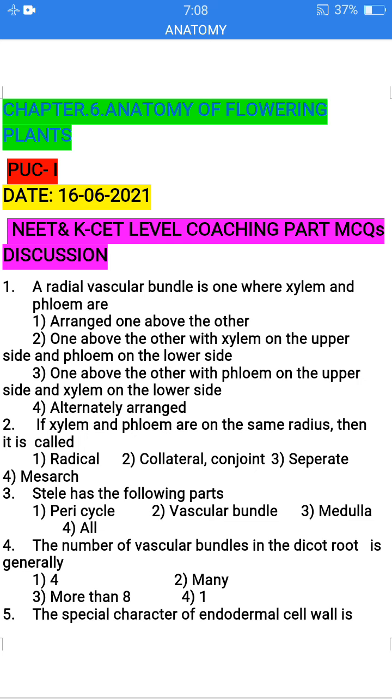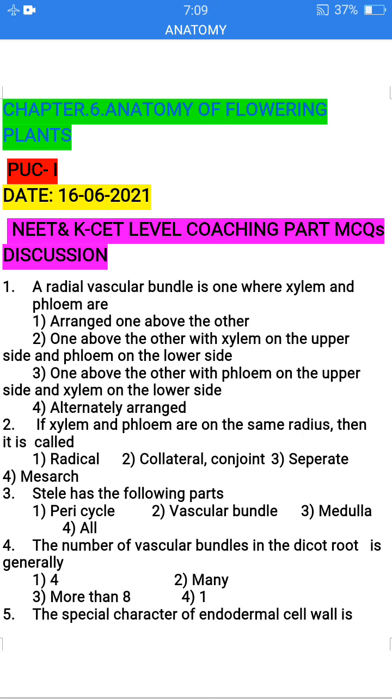When the xylem and phloem within a vascular bundle are arranged in an alternate manner on different radii, the arrangement is called radial, such as in roots. Understand? So those vascular bundles are called radial vascular bundles, arranged alternate to each other, present on different radii. Clear?